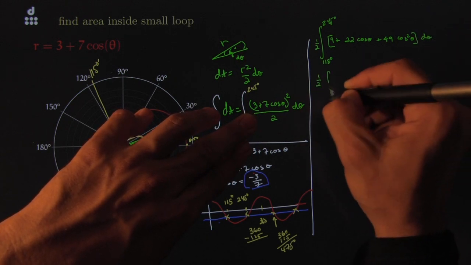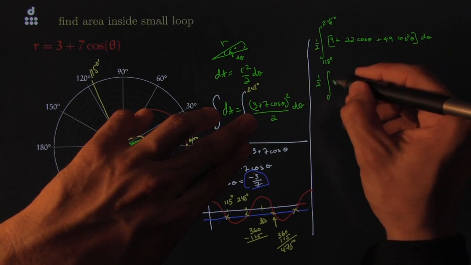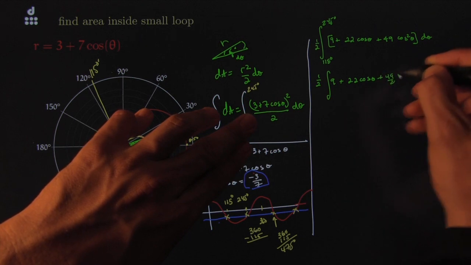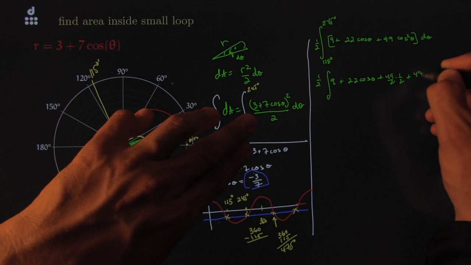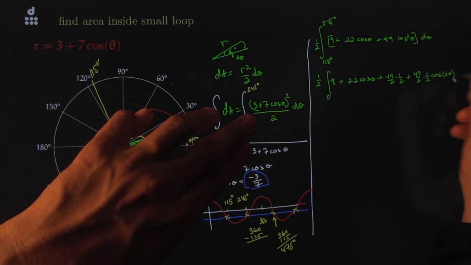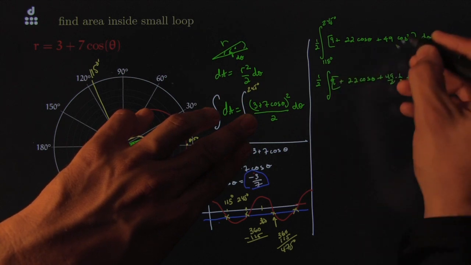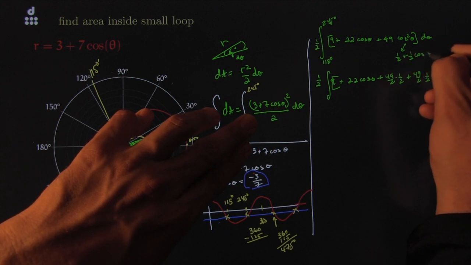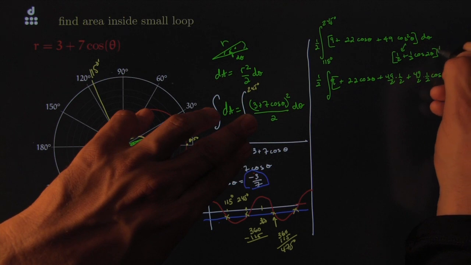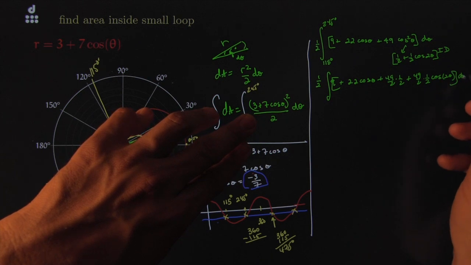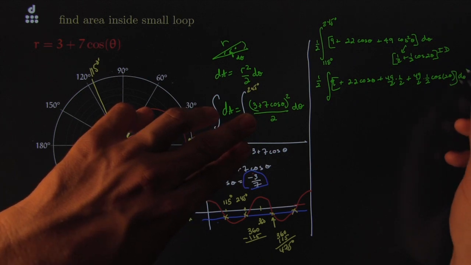That would become 1/2 times 9 plus 22 cosine theta plus 49 over 2 times 1/2 plus 49 over 2 times 1/2 times cosine of 2 theta. That's because of the same identity that helps you change this one into 1/2 plus 1/2 cosine of 2 theta. Famous identity from trig. Alright, that gets me to this spot right here. And now what? Now we are ready to integrate.